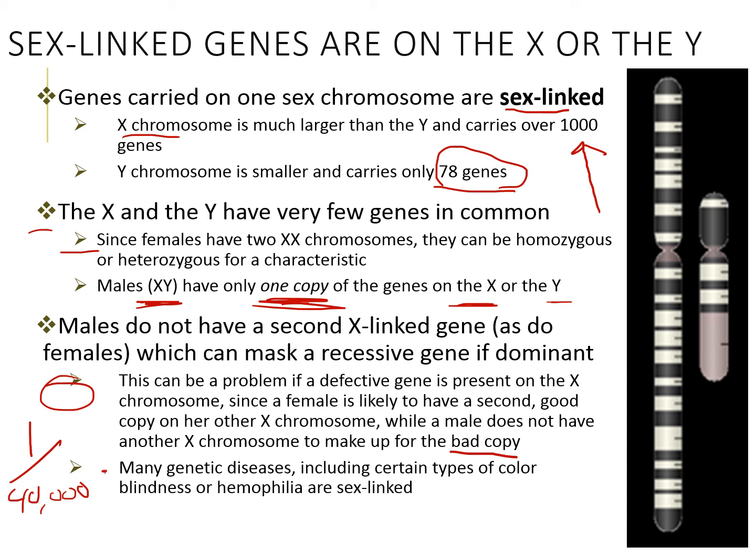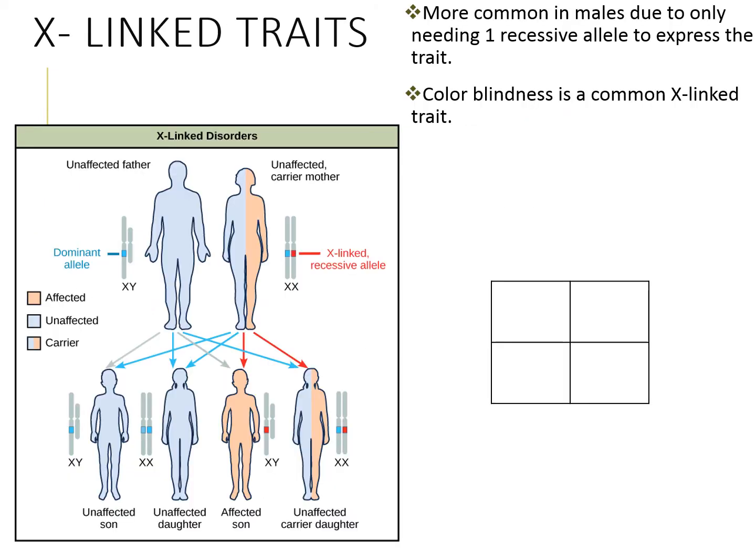Lastly, many genetic diseases, including certain types of color blindness or hemophilia, are sex-linked. X-linked traits are more common in males due to only needing one recessive allele to express the trait. Color blindness is a common X-linked trait.